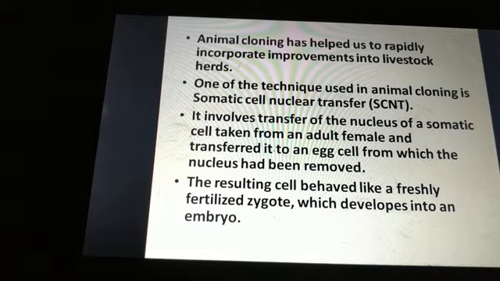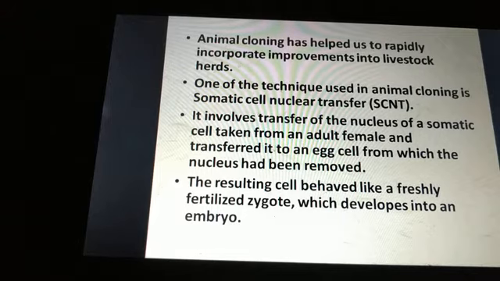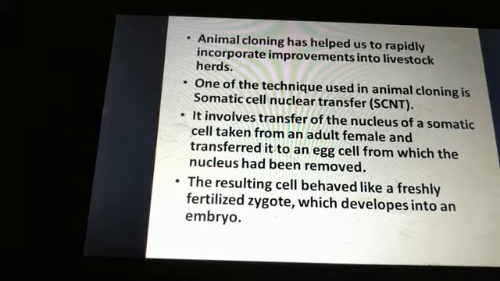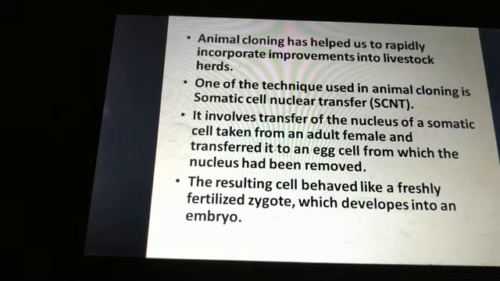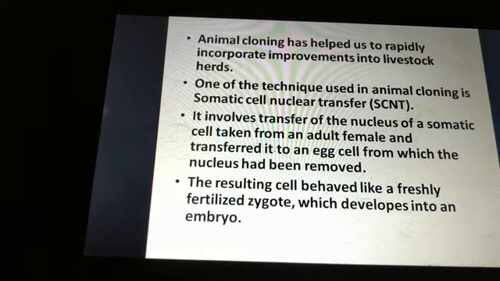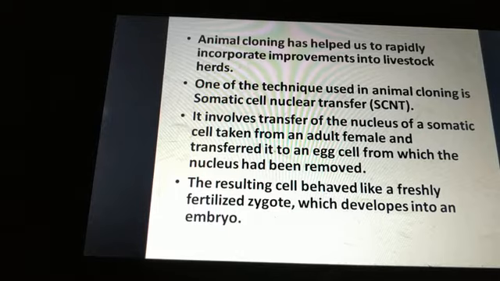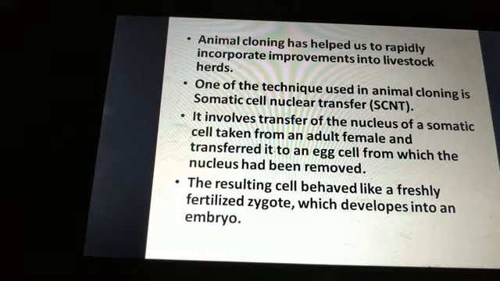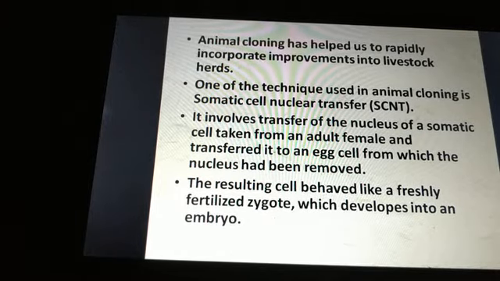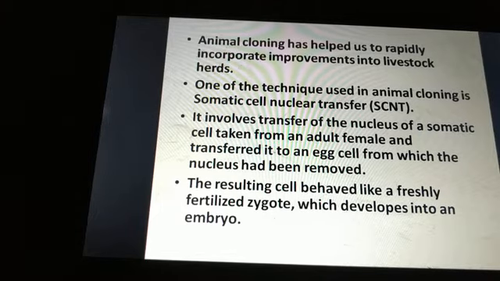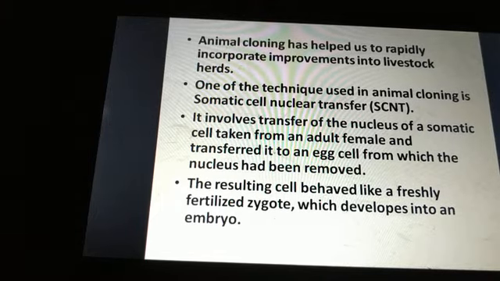Now there is an example of a transgenic animal where we have cloned the animal, and the transgenic animal that we got was named Dolly. Okay, you must have heard this. So what they did, one of the techniques used in animal cloning is somatic cell nuclear transfer. They used this technique to develop the transgenic animal, and the principle was cloning.